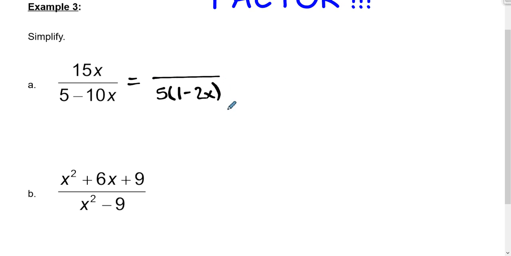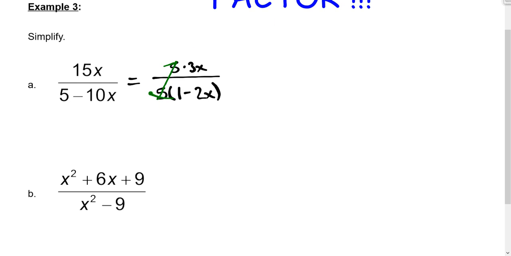So then in the numerator, do I have anything that is divisible or has a factor of 5? Well, sure, I could rewrite 15x as 5 times 3x. Okay, it's still equivalent to 15x. That's why there's an equal sign here. But now I can say, oh, cool. 5 over 5 is the same thing as 1.